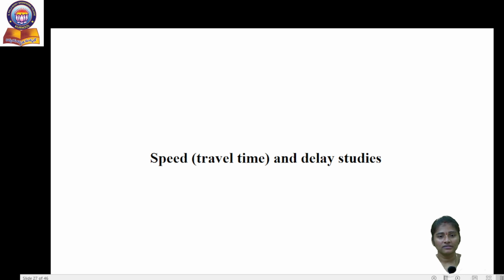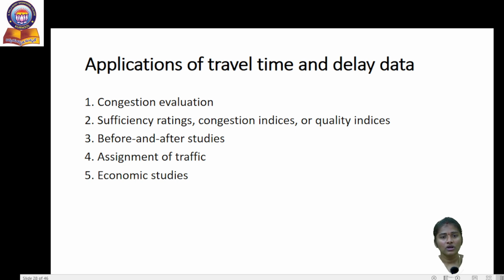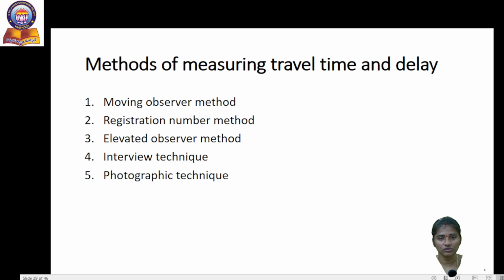So, we discuss now speed and delay studies. The applications of travel time and delay studies are: we can evaluate the congestion, sufficiency ratings, congestion indices and quality indices. We can conduct before and after studies. We can assign traffic to different routes without causing any delay to the vehicles. We can also use these travel time and delay studies for economic studies.